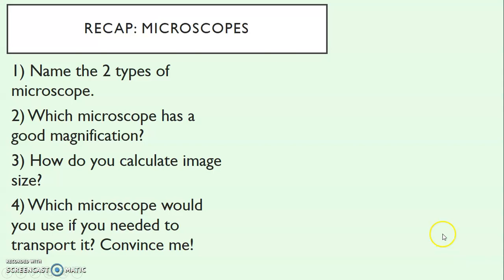So your previous lesson was microscopes. Got 4 questions for you. What I'd like you to do is have a look at the questions, pause the video and then self-assess. So the first question is name the 2 types of microscope. The second one, which one has a good or a higher magnification? How do you calculate image size? And then which microscope would you use if you needed to transport it? And I want you to convince me, so give a reason why.